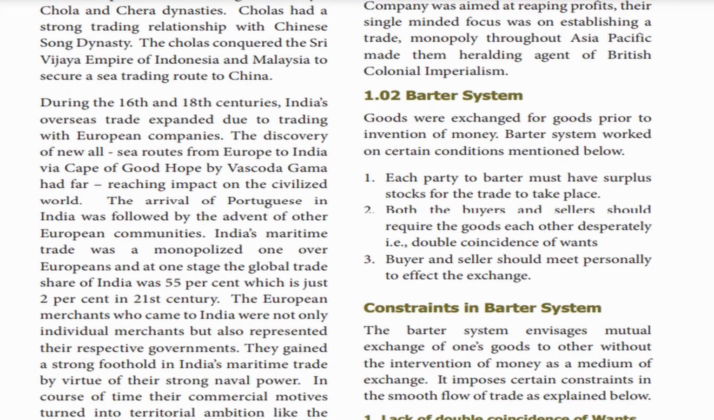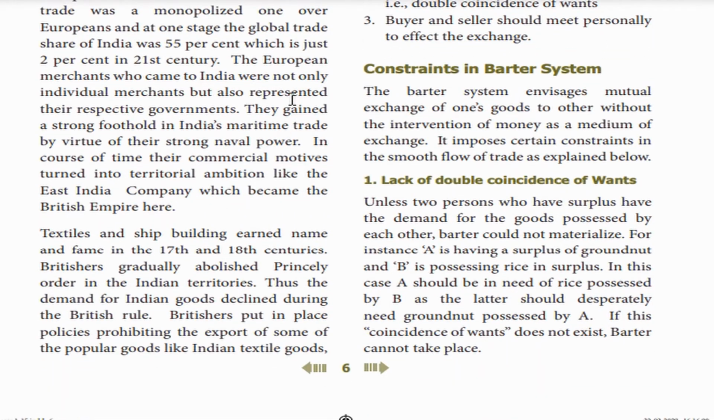The third point is that buyers and sellers should meet personally to effect the exchange. Next we see the constraints in the barter system. The barter system envisages mutual exchange of one's goods for another's without the intervention of money as a medium of exchange. It possesses certain constraints in the smooth flow of trade, as explained below.